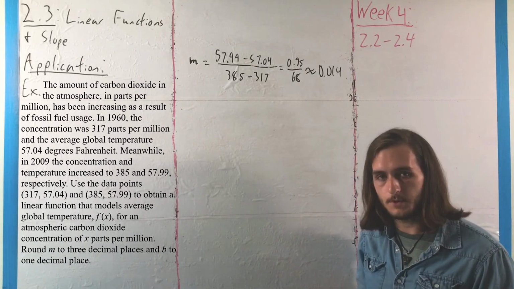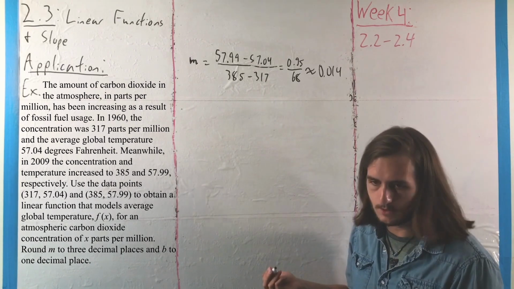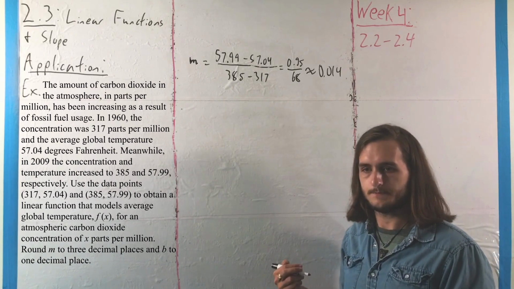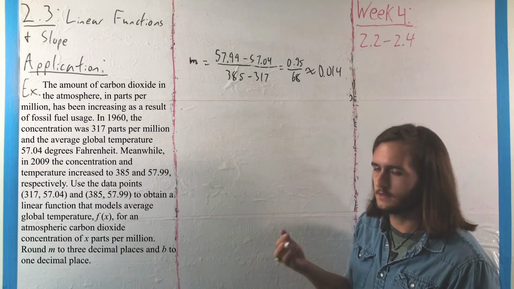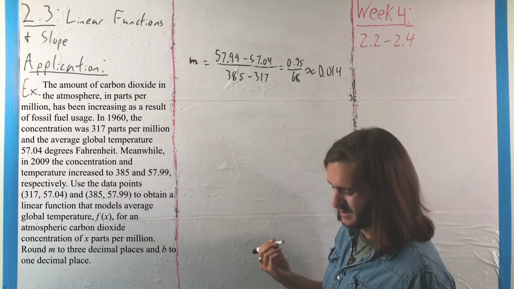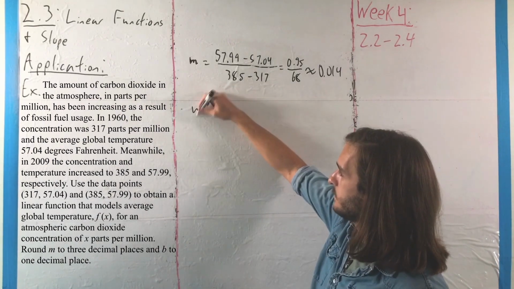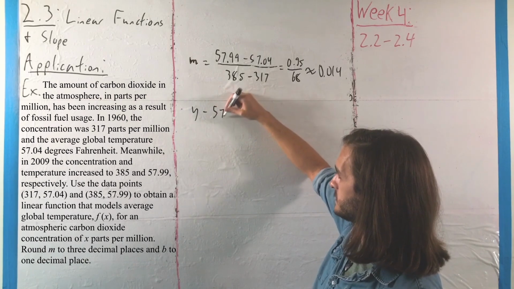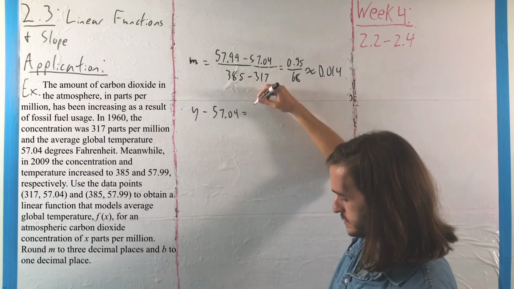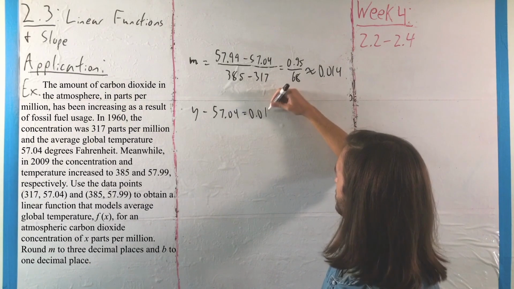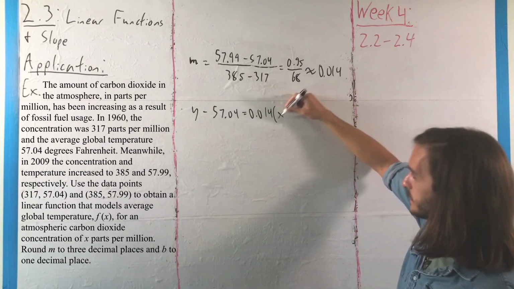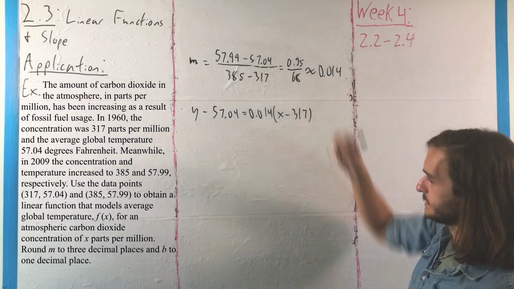And so if we want to put this into point slope form, I'm arbitrarily going to pick the first point, you could use the other one if I wanted to, but I'll use the first one here just because. We would have y minus 57.04 is equal to 0.014 times x minus 317.